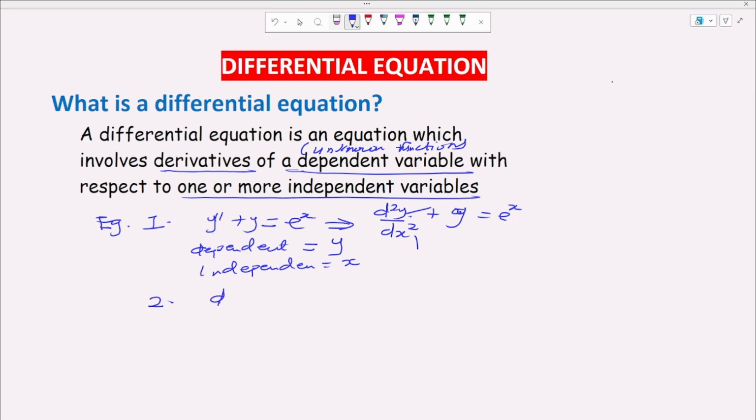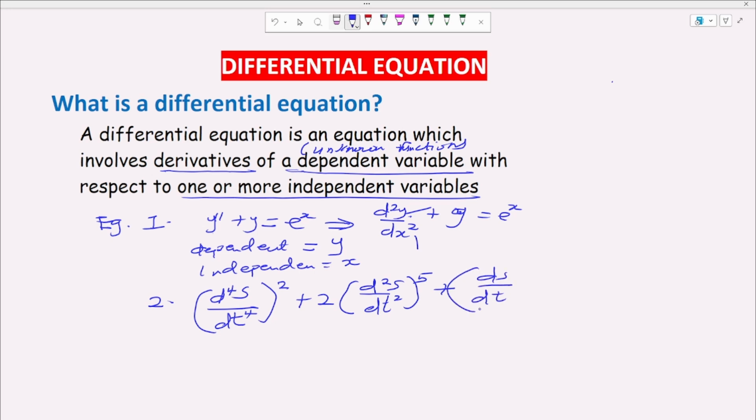Now let's take example 2, where we have (ds/dt) all to the power 2 plus 2 times (d squared s over d t squared) all to the power 5 plus (ds/dt) squared equal to 0.